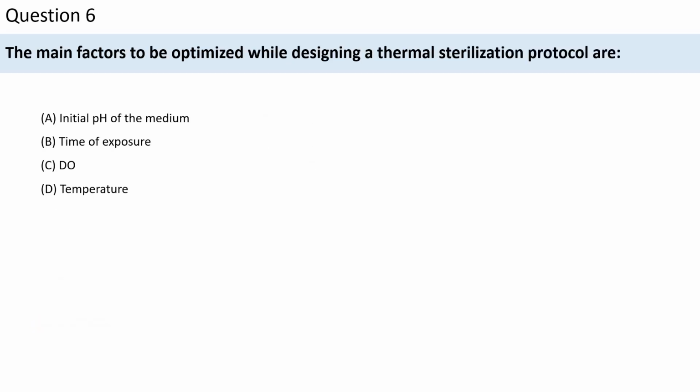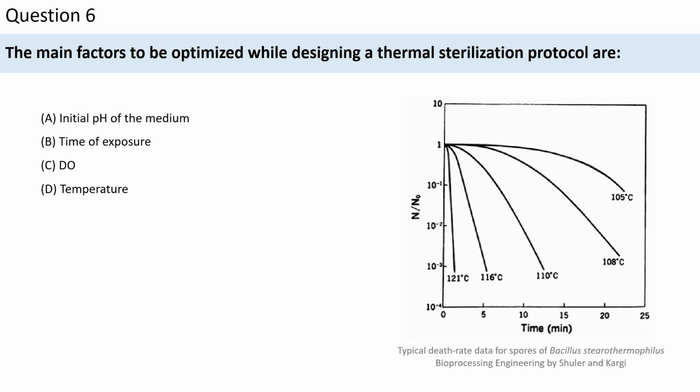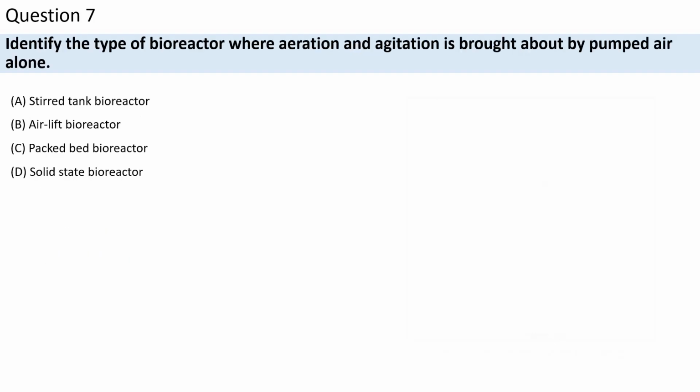Match the following important components of bioprocessing. Recombinant E. coli corresponds to the inoculum, glucose corresponds to the substrate, and amylase corresponds to the product. Next: the main factors to be optimized while designing thermal sterilization processes. Based on the data given here, it is understood that it is a function of temperature as well as time. That means N by N naught, where N is the viable cell concentration at time t and N naught is the viable cell concentration at time 0, is dependent on temperature as well as time. So those two answers have to be picked for this one.